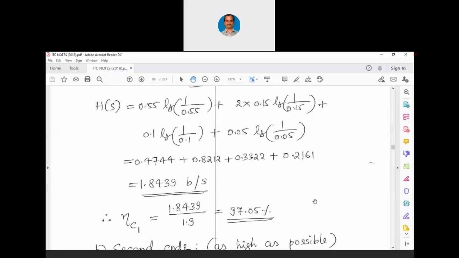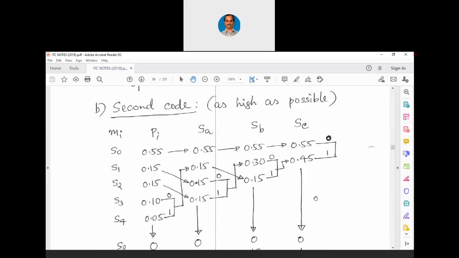Now, quickly let us see the second method. In the second method, it is as high as possible. Look at the same method. We are arranging the codes in the same decreasing order, but now 0.10 plus 0.05 is 0.15. This 0.15 can be moved to the top here itself, or it can be kept at the bottom also. It doesn't matter much. Or we are moving it here.